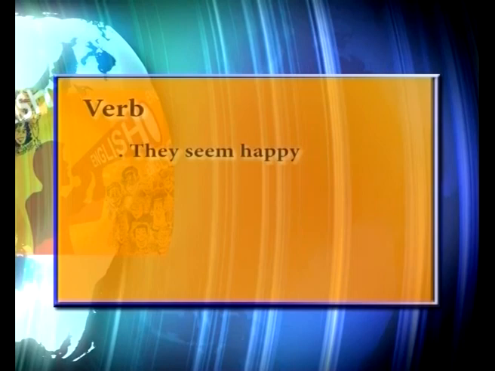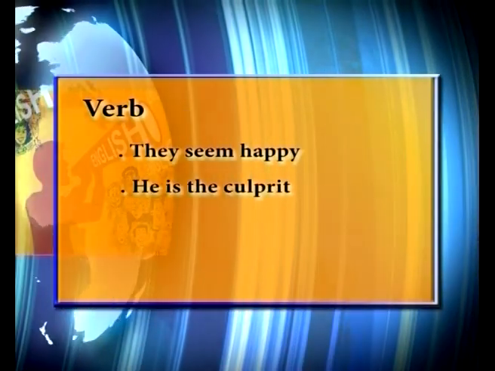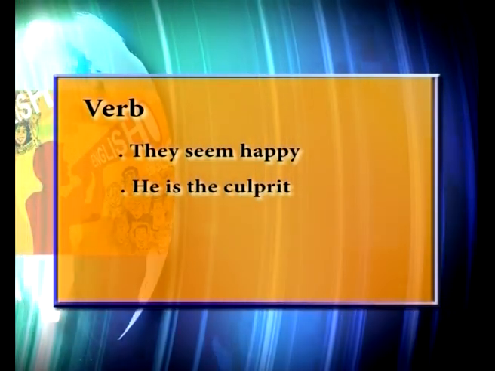We have talked about the verbs which state an action, for example, going, eating, drinking. Some verbs denote a state. For example, they seem happy and he is the culprit. Here, is is a main verb that usually is used as a helping verb or auxiliary, but in the sentence he is the culprit, or he is a doctor, or he is a student, is is being used as a main verb.